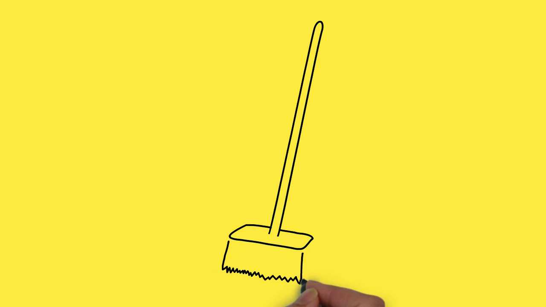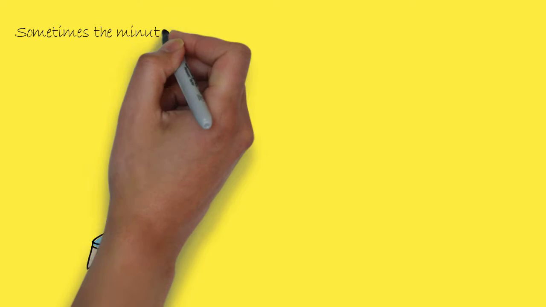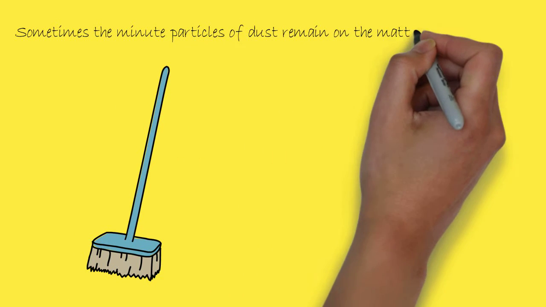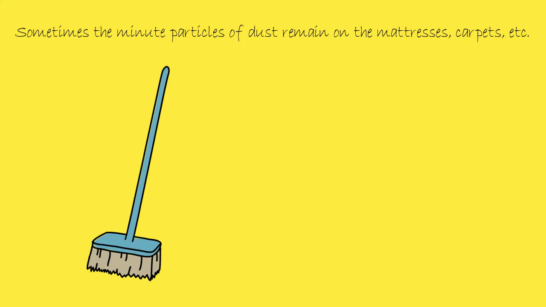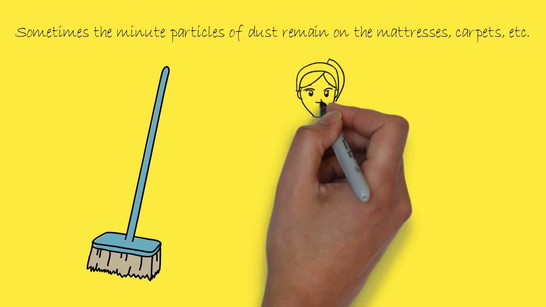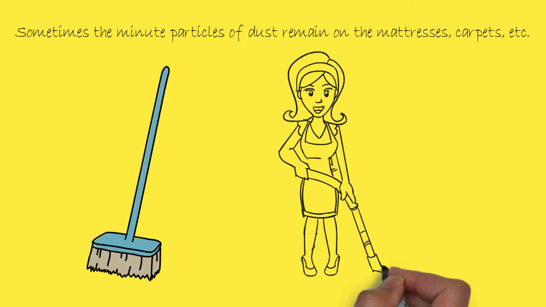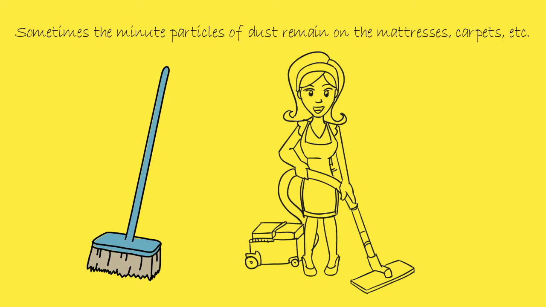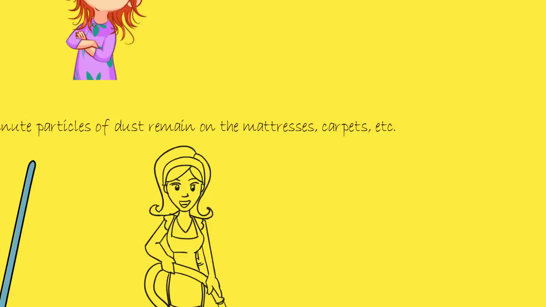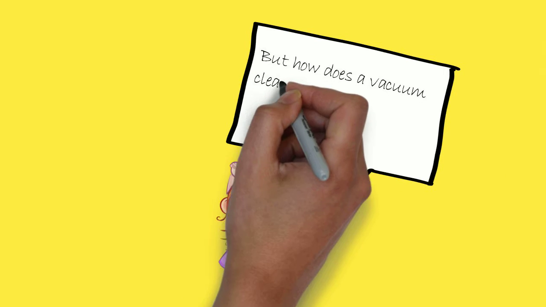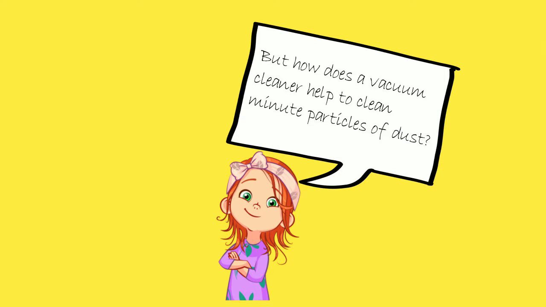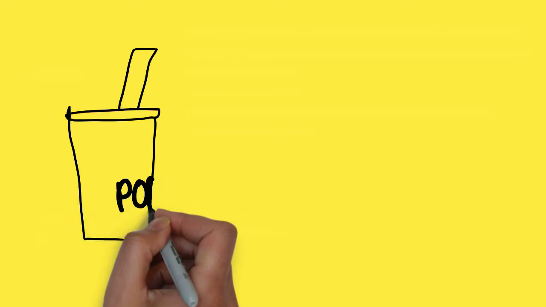You clean your home with a broom or a cloth, but the minute particles of dust might still remain on the mattresses, carpets, etc. To clean such surfaces, you require a special electronic equipment like a vacuum cleaner. But how does a vacuum cleaner help to clean minute particles of dust? Let us understand the answer with an example.